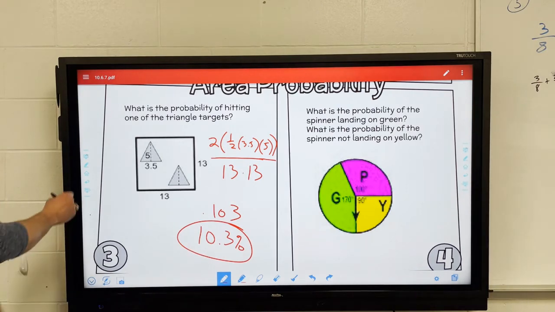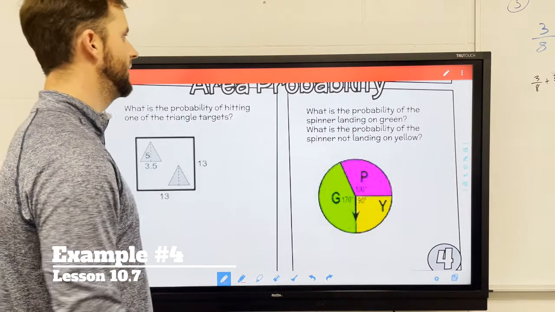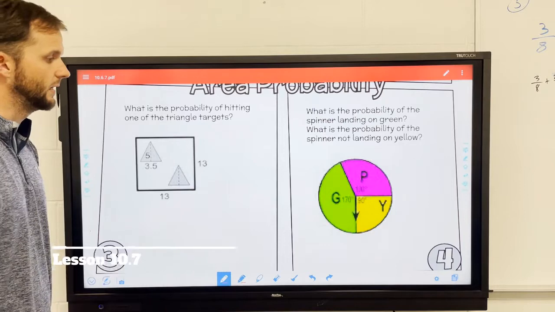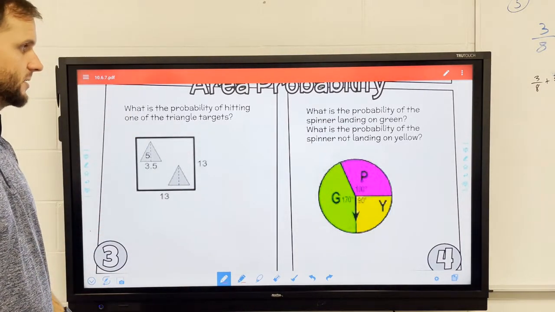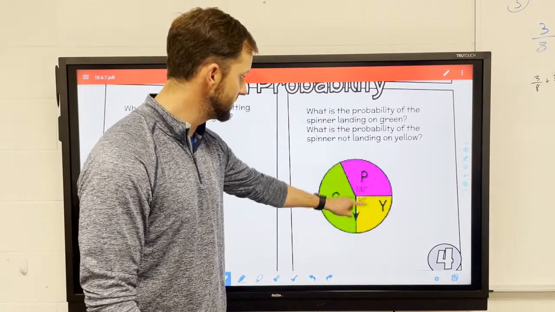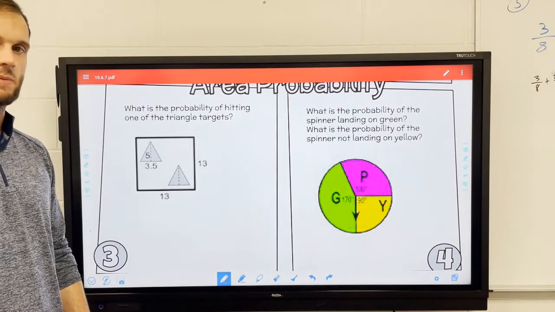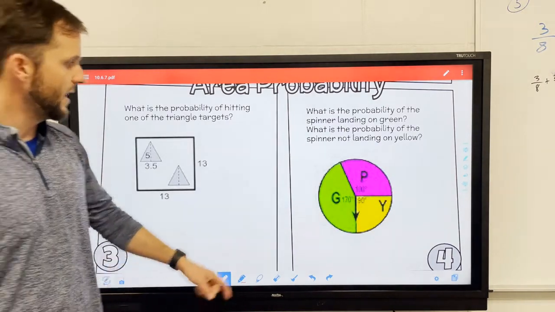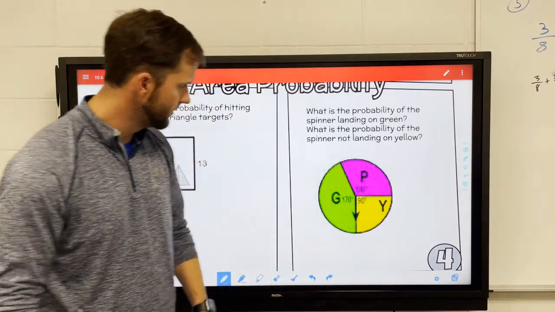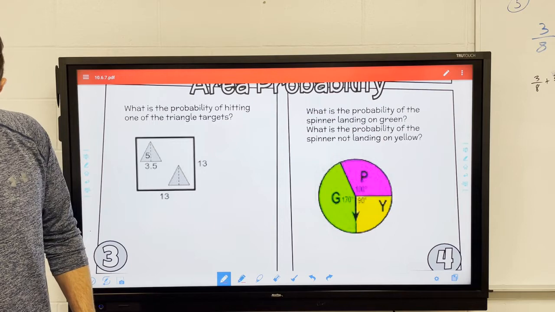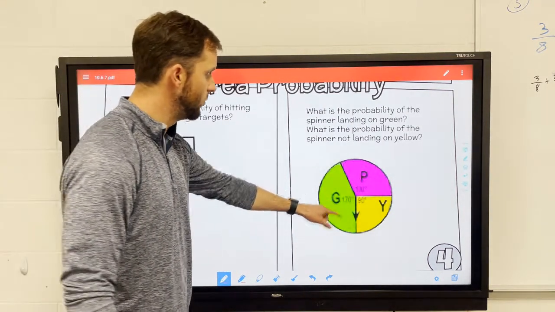Okay, all right, and lastly, look at the last example here. It says, what is the probability of the spinner landing on green? That means I need to take the total area, which is the area of my circle. But I'm only given degrees here, so I can take the degrees and get my ratio just by looking at them. The degree of my green is going to be 170.